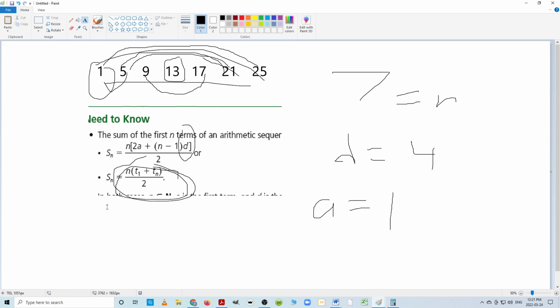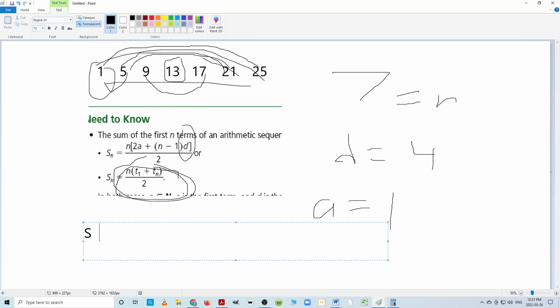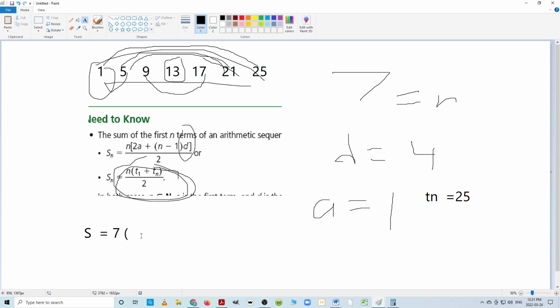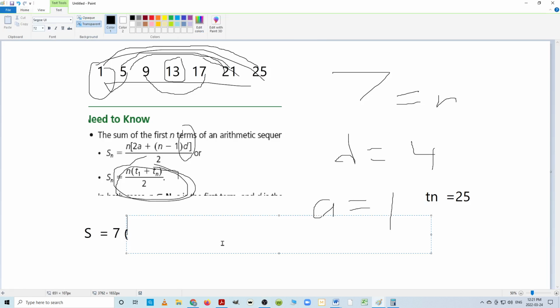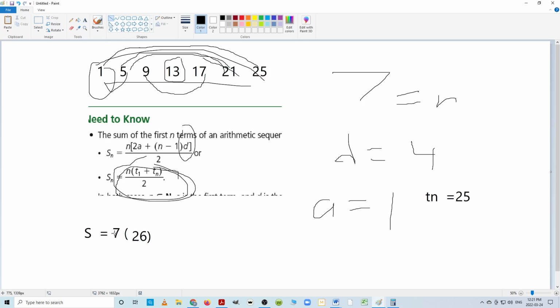This one, apparently the sum is going to be equal to the number of terms, 7. The first term, oh, I need the last term on this one. So the last term, sometimes called Tn, is 25. And I really don't know how many terms there are here. Well, I do. It's 7. So right away I can say, okay, well, it's going to be 7 times the first term, 1, plus the last term, 25, which is 26. And all of that, whatever I come up with, divided by 2.